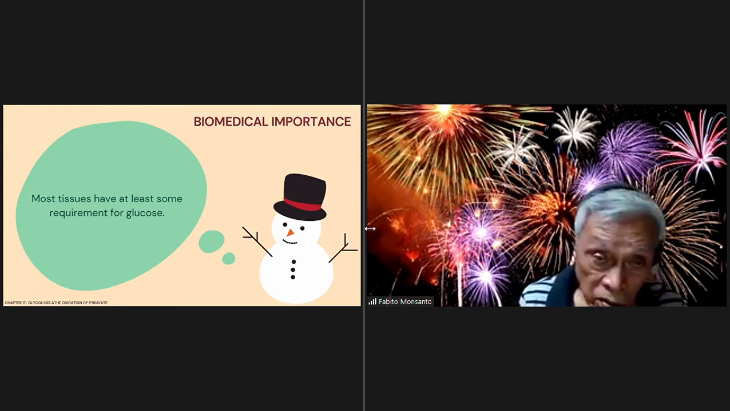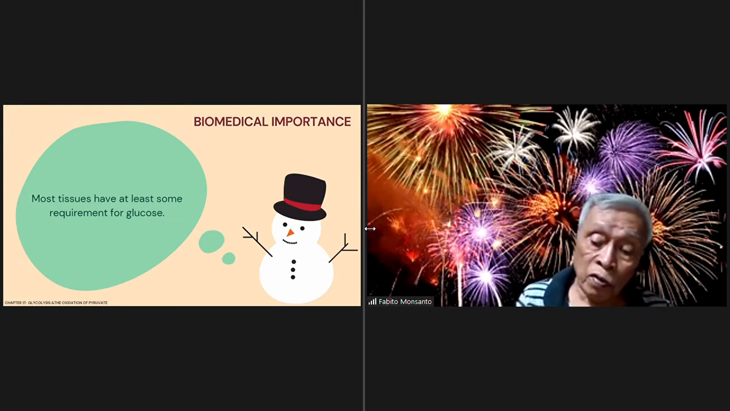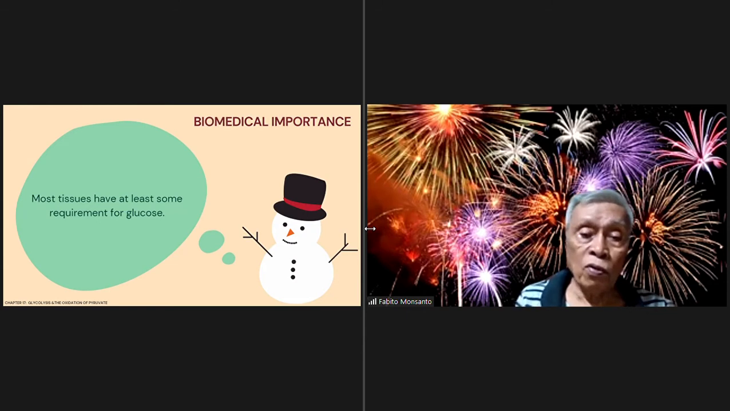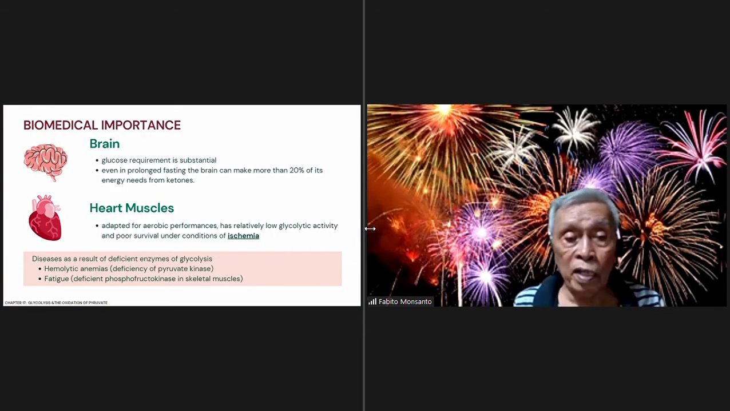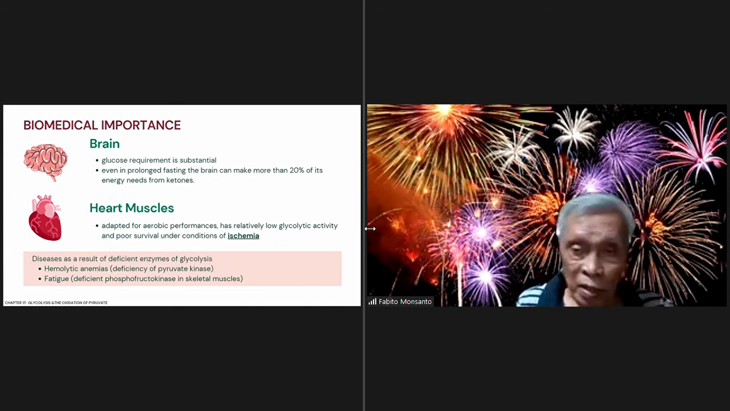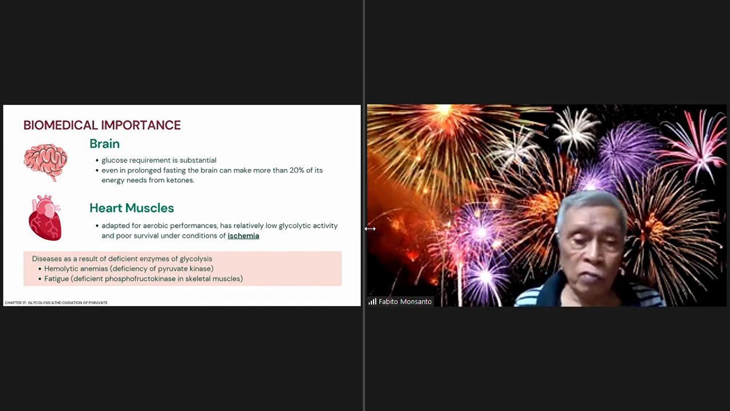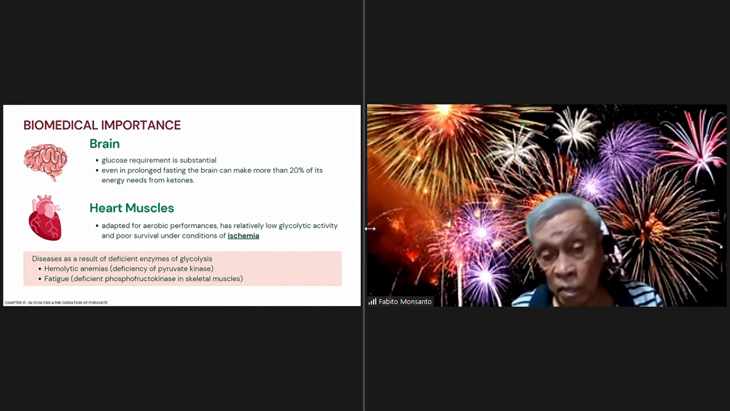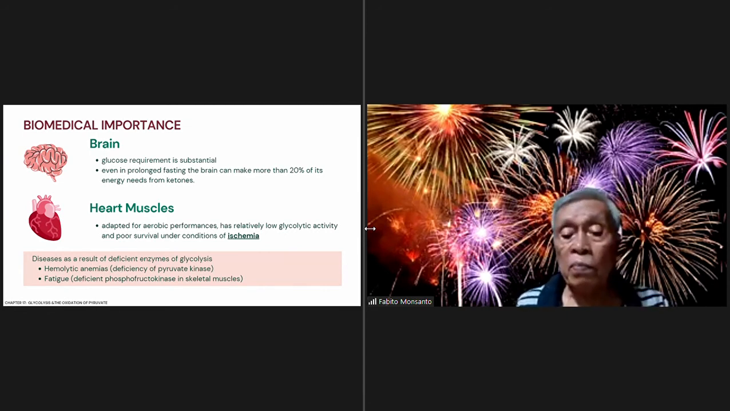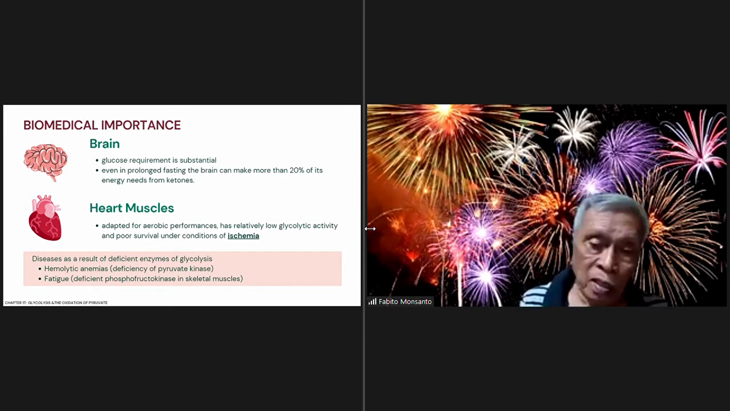So most tissues have at least some requirement for glucose. Glucose requirement is substantial in the brain. Even in prolonged fasting, brain can make more than 20% of its energy from ketones. Heart muscles adapted for aerobic performance, has relatively low glycolytic activity and poor survival under conditions of ischemia.